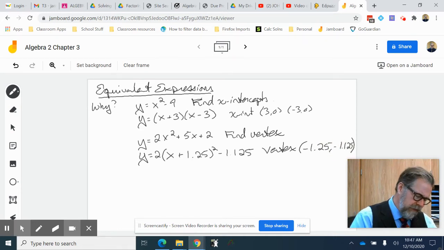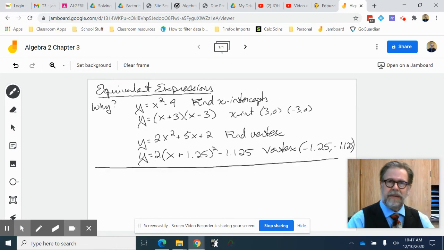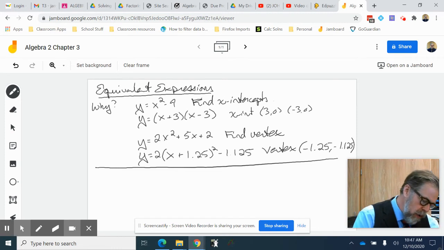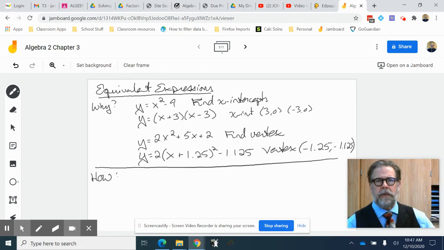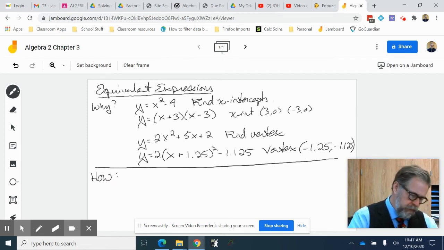So equivalent expressions frequently allow us to solve a problem much more easily. We're going to see a lot more problems like that as we move along. Now, how do I prove that two things are equivalent? Well, here's the mathematical process that we follow.